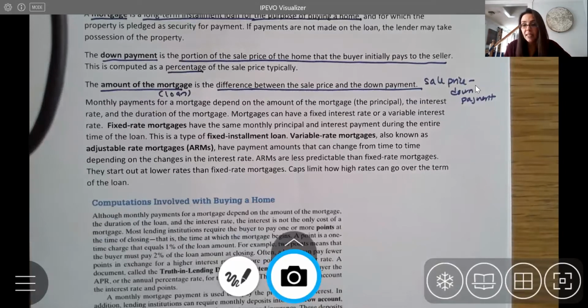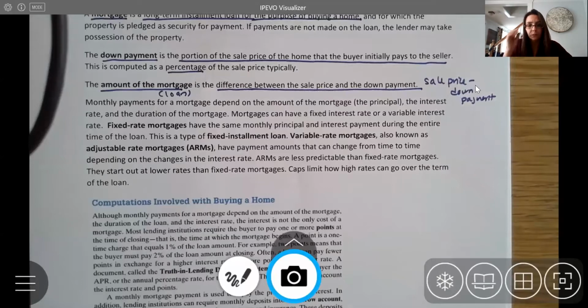Mortgages can have a fixed interest rate or a variable interest rate. So a fixed rate mortgage, you have the same monthly principal and interest payment for the entire time of the loan. So if your payment is, let's say, $1,000 per month, it'll be the same $1,000 per month for the entire 30 years, theoretically. So it's not going to change. The only thing that can change are your taxes and your insurance. So you do want to keep that in mind. Sometimes people pay those all together, like in one bill. So if you see changes on a fixed rate loan, it's not the loan, it's your taxes and your insurance that are changing.